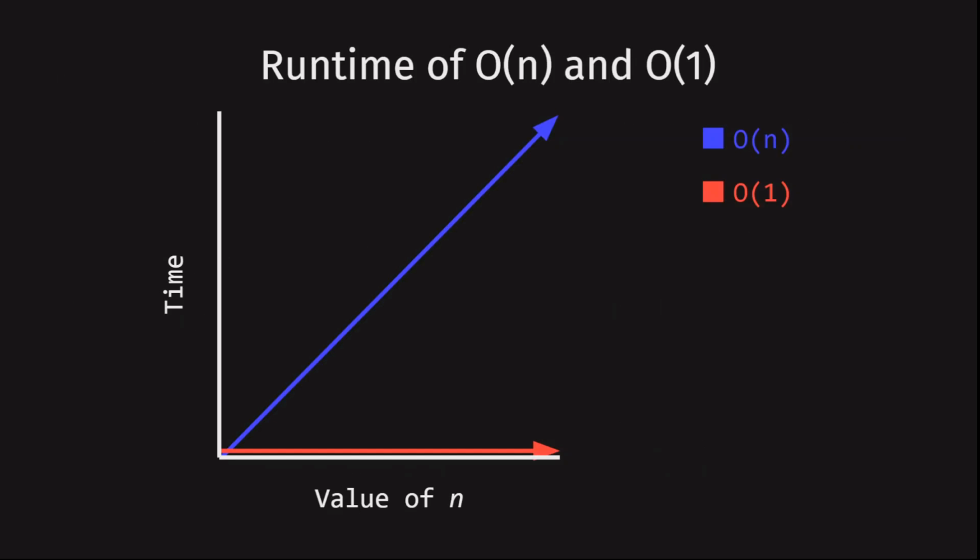This might make a bit more sense if we graph it out. Here you can see a linear O(n) runtime compared to a constant O(1) runtime. The O(1) runtime will always take the arbitrary amount of runtime, regardless of what n is, and n could be 1 trillion, and O(1) would still be the same. However, this would not be the case with O(n).